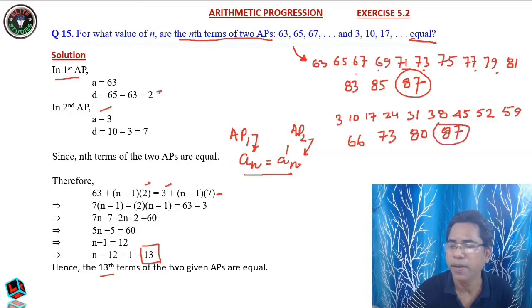Here, counting first, second, third, up to the 13th term, it is 87. Here also, counting up to the 13th term, it is 87. So, you see the 13th term here is 87, and here also the 13th term is 87.